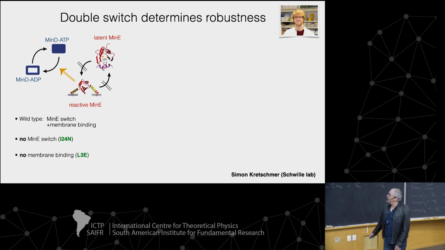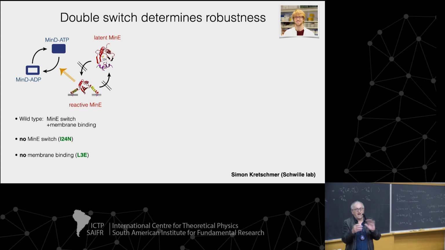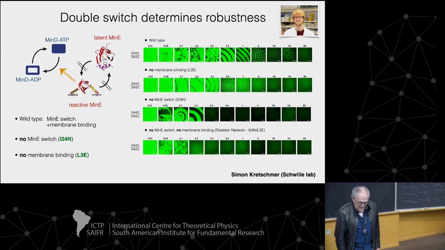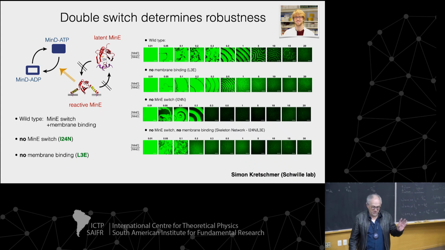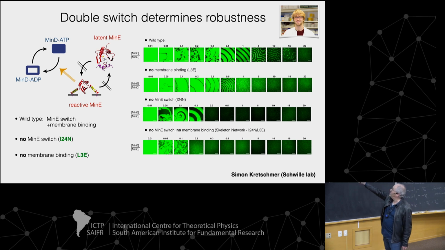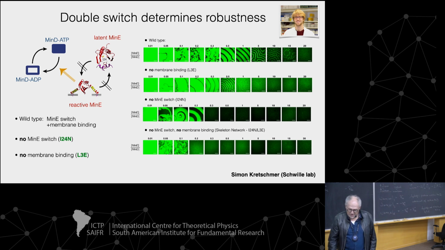And then he can actually cut off the membrane targeting sequence. So he can separately check the relevance of the opening and closing and of the membrane affinity of the Min proteins. Now here is what he found after a while. So this is a PhD. It's a lot of work. Comparing the different situations. So we have the wild type, we have no membrane binding, we have no MinE switch, and we have a mutant that has neither a MinE switch, nor does it have membrane binding.